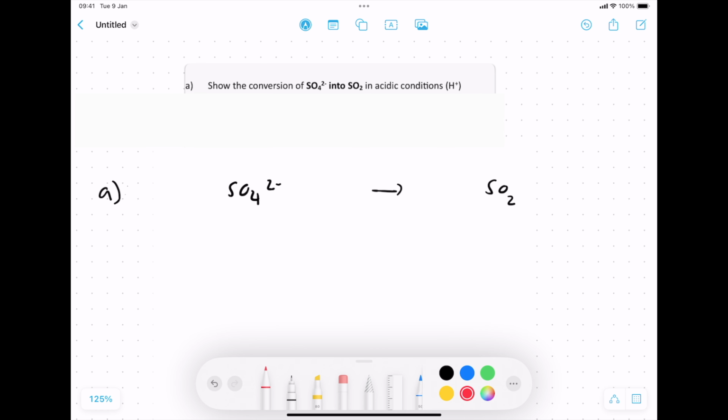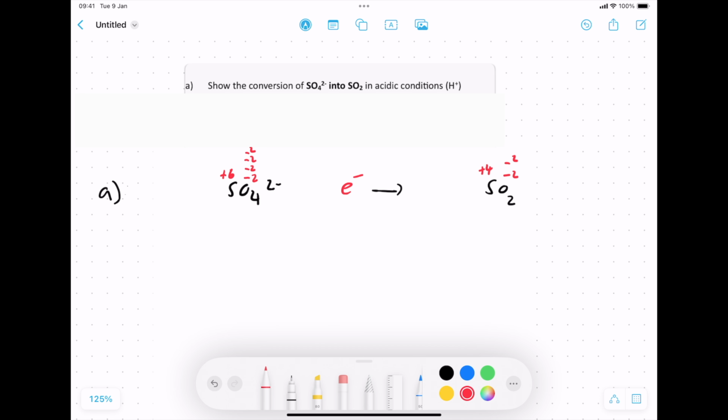So oxygen is -2, and there's 4 lots of -2. And you can see the overall charge of the sulfate ion is -2, so therefore sulfur must be +6. Then we go to the right-hand side and do exactly the same, so it's -2, -2. And we can see for sulfur dioxide, the oxidation state has gone from +6 in sulfur to +4 on the right-hand side, so therefore it has been reduced. So the electrons must go on the left-hand side.